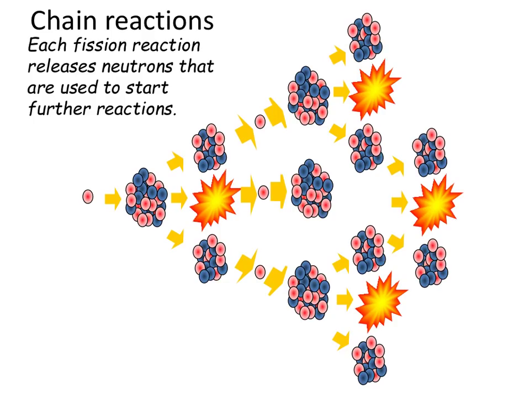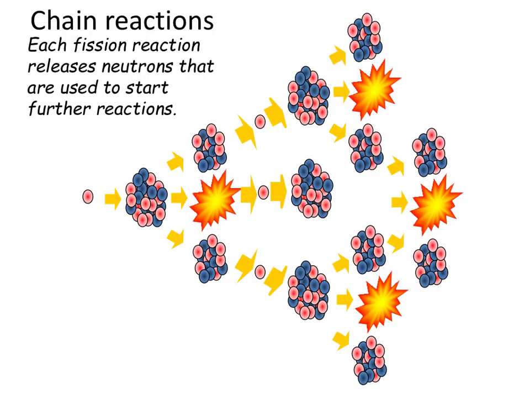So you can see here the effect of what we call a chain reaction. Each fission reaction releases neutrons that are used to start further reactions. So you start off with 1 neutron striking a nucleus, that becomes unstable and splits again into barium and krypton, releasing energy. We then get 3 neutrons out. They all start their own interaction, which splits again, releasing energy, and we get 3 neutrons out of each of those, and that process would continue and continue.